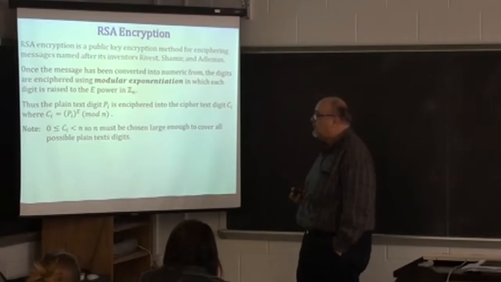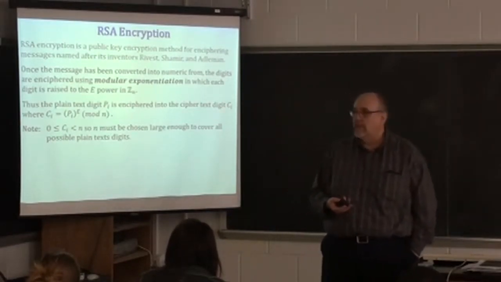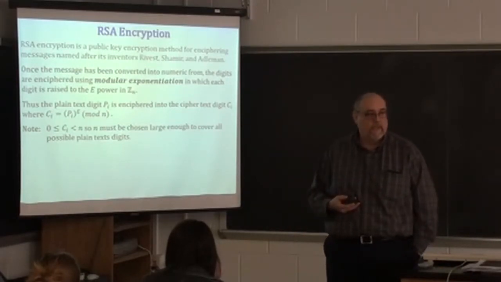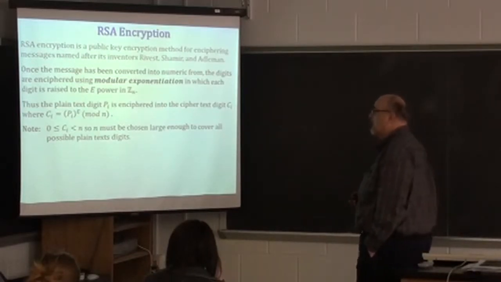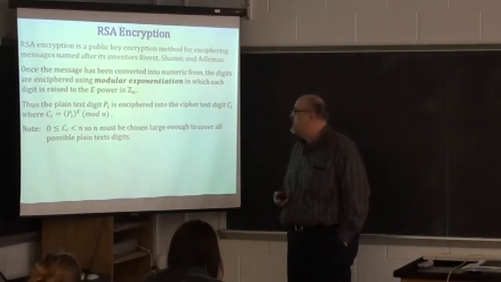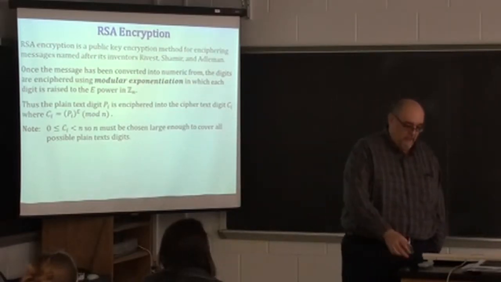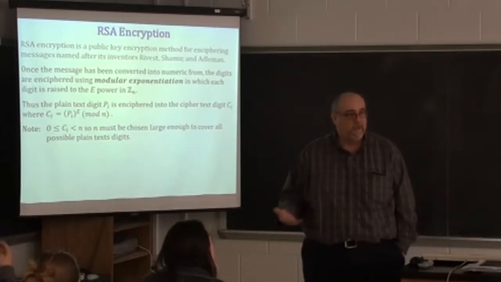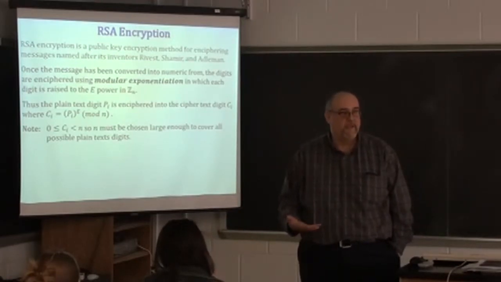C_i is a number between 0 and n. Remember, they're remainders. They're less than n. 0 through n minus 1, basically. So n must be chosen large enough to cover all the possible plain text digits. If your n is 5 and you have the whole alphabet to encode, you're only going to get 5 different answers when you code the things.